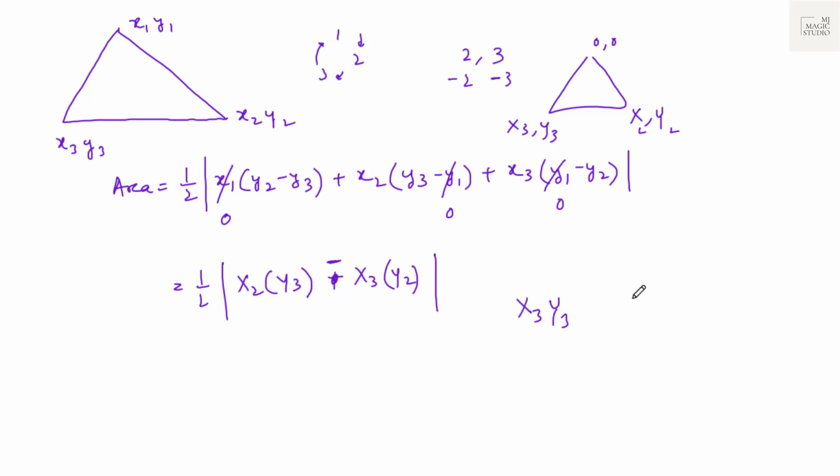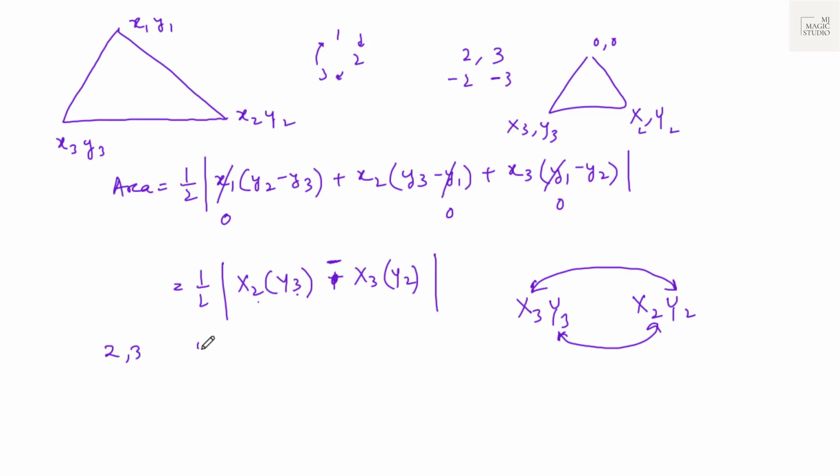So you have got the x3, y3 and x2, y2 points. If you can see, we are doing x2, y3. That means the inner two values we are multiplying. Subtract the product of the outer two values. And after subtraction, find the mod value and divide it by 2.